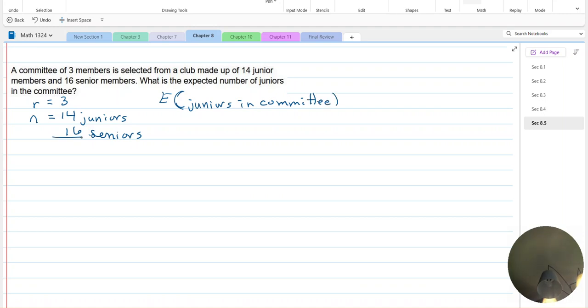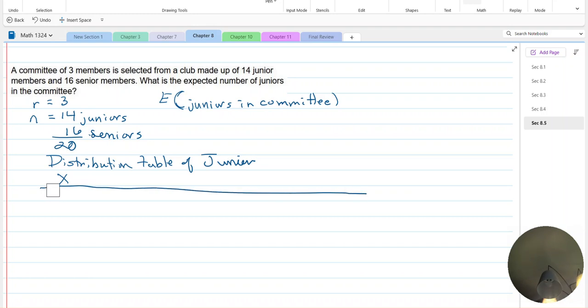All right. So our total number is 30. Okay, so we're going to build a distribution table of juniors. Okay, so we have our x variable. And then we have our p of x.